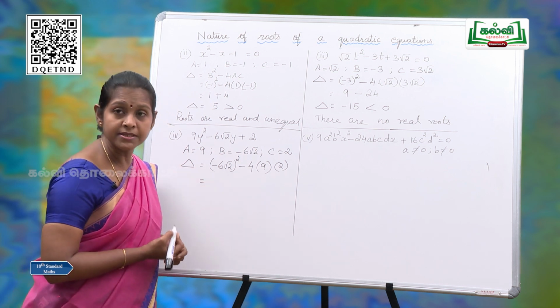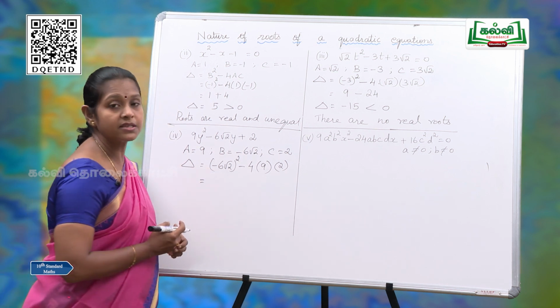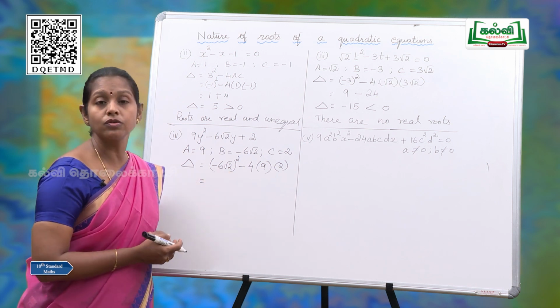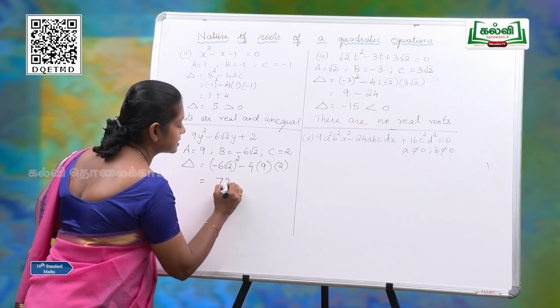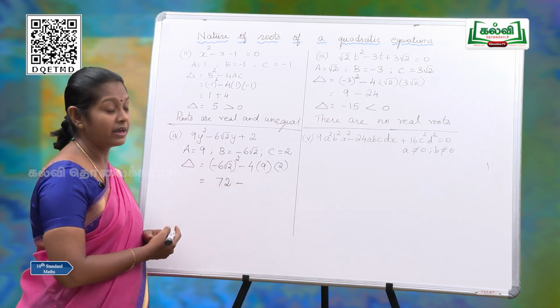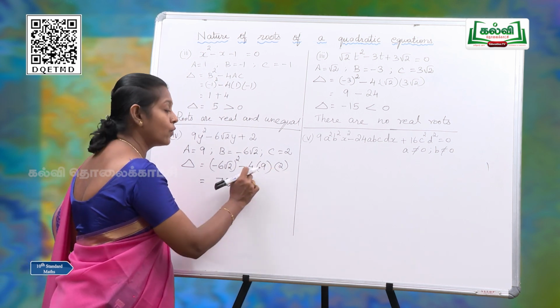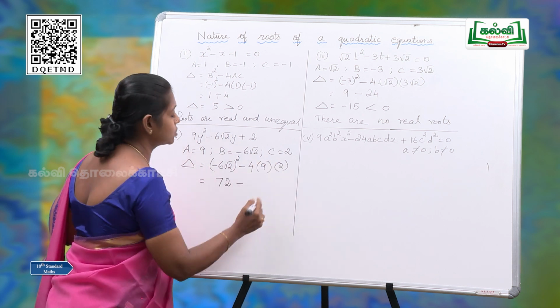Now, we have to square it. Minus minus will become as plus. Very good. And 6 6's are 36. Root 2 into root 2, 2. So, 36 into 2 is nothing but what? 72. Now, again, 4 9's are 36. Again, 36 into 2, 72.